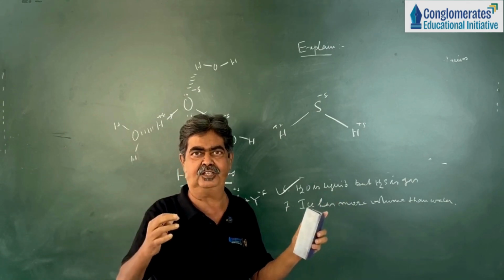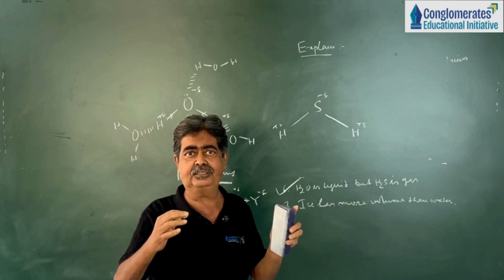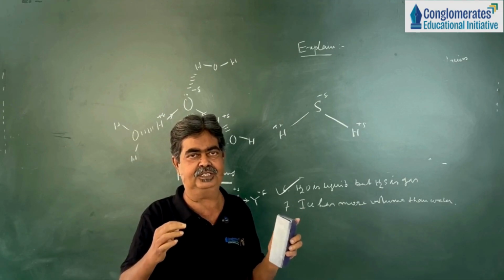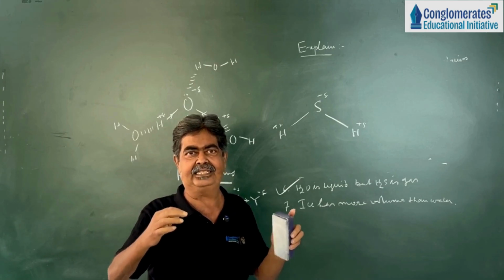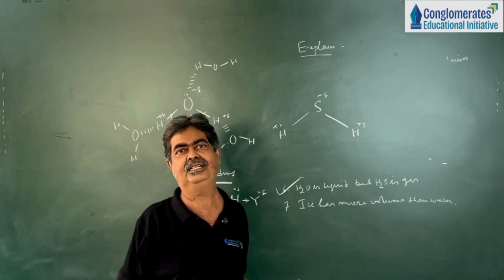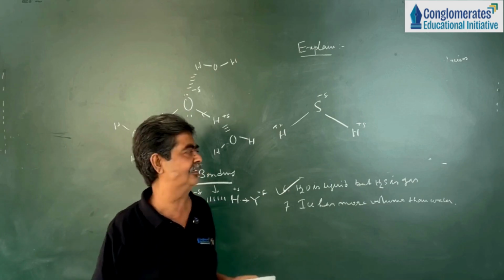And in case of hydrogen sulfide, we find that the molecules do not form strong hydrogen bonding. They cannot form hydrogen bonding like water. So they are separated, and they cannot come close with each other in associated form. That's why they are gas and water is liquid. Okay, I hope you understand.